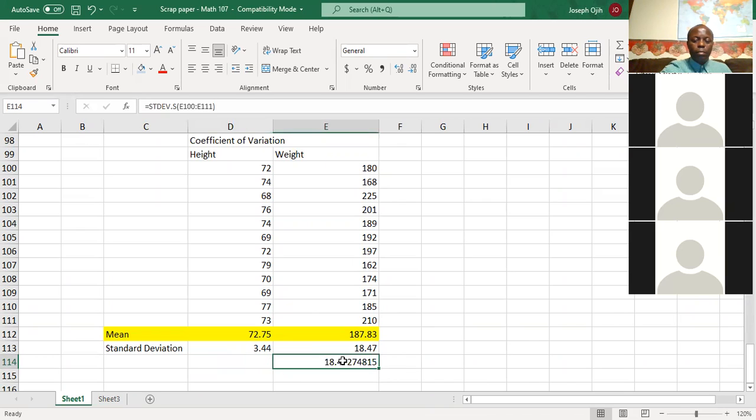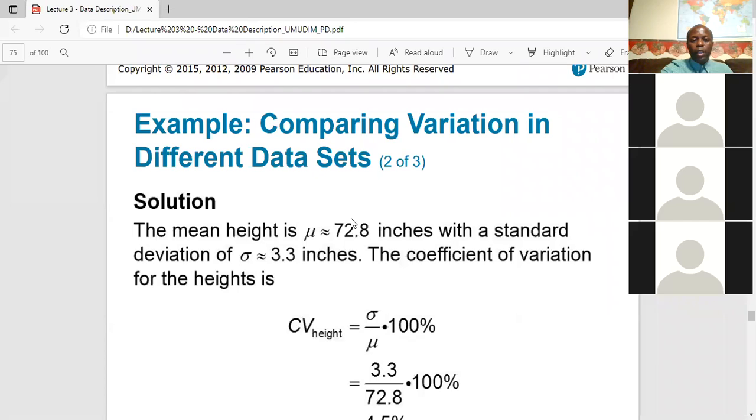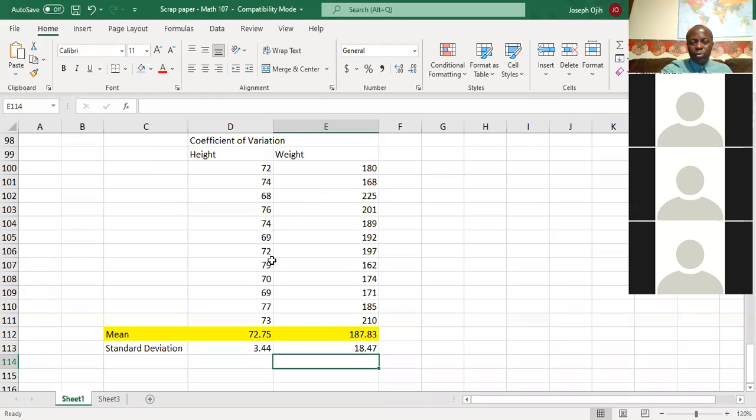Okay, so now let us round up. We have our mean for height and standard deviation. Mean is 72.5, which they wrote here as 72.8. It's just a rounding error. I'm thinking that they did it for population. I got 72.5, and they got 72.8. Let me see if they did it for population, or maybe I typed some numbers wrong here.